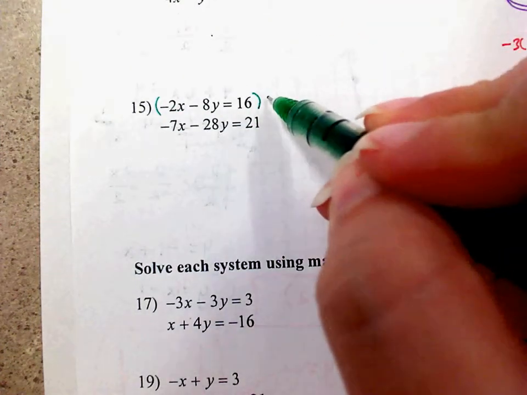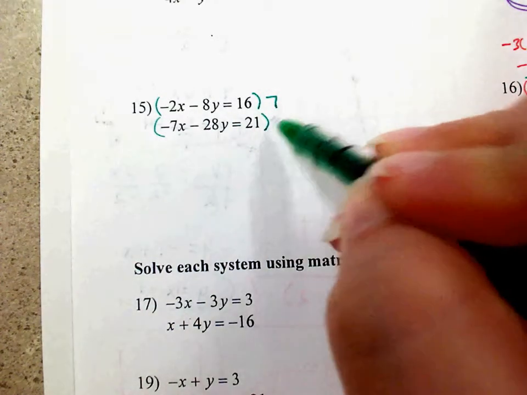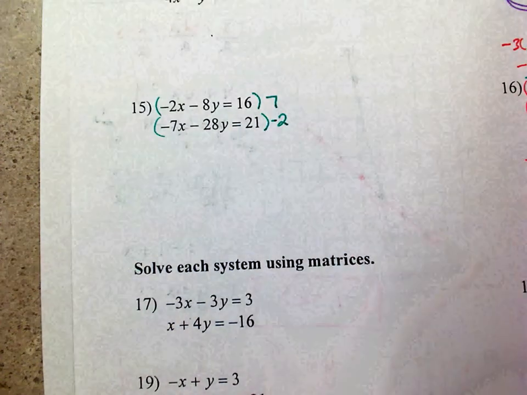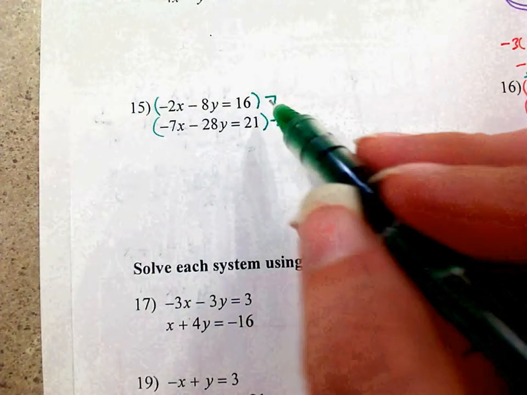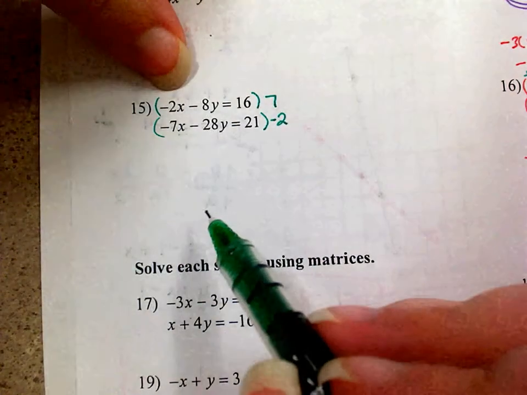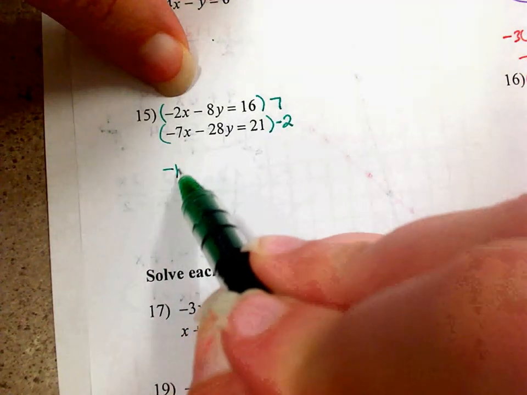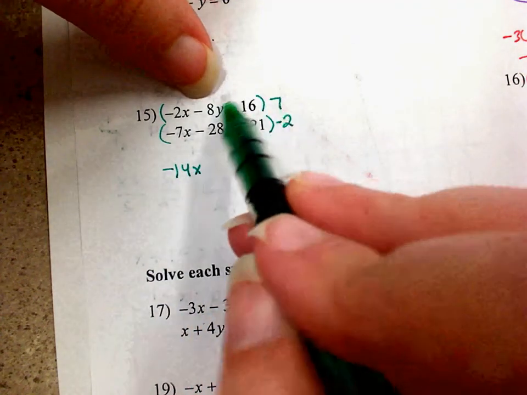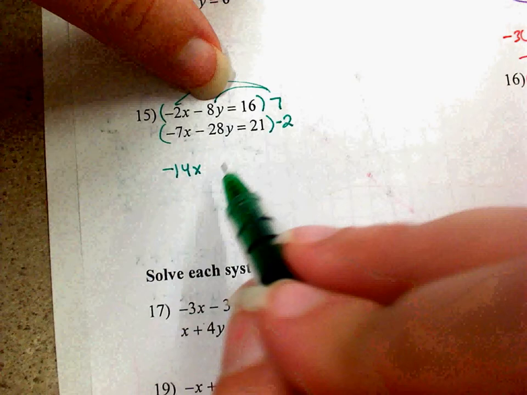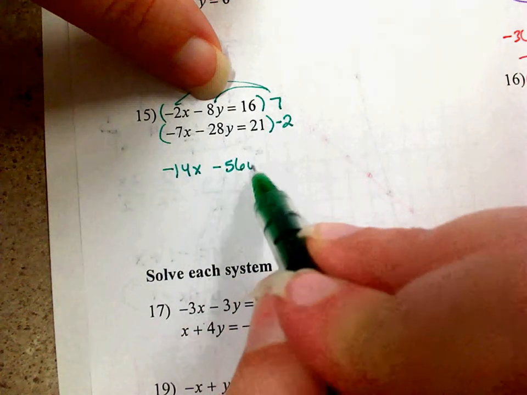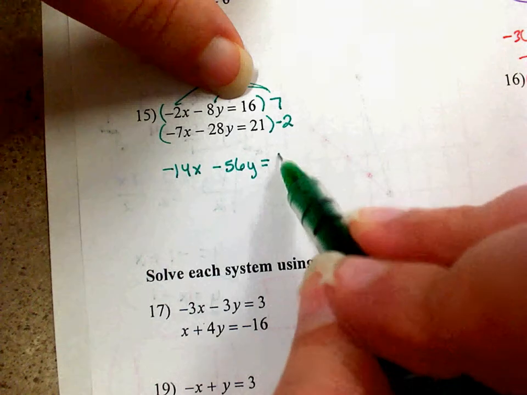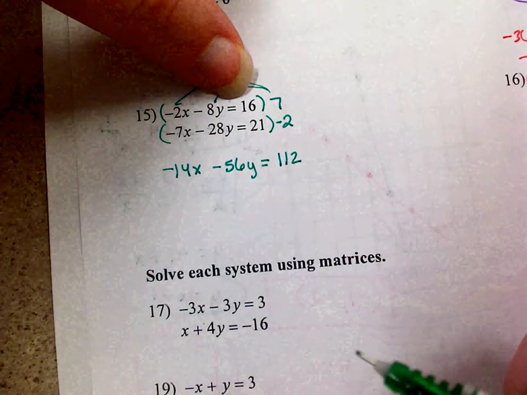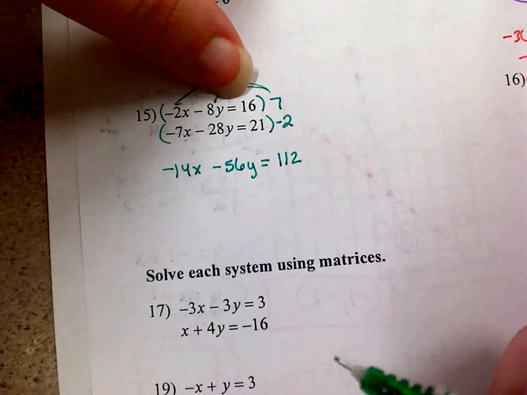Okay, good. I need one of them to change to a positive number, right? So let's distribute the 7. What's 7 times negative 2x? Negative 14x. What's 7 times negative 8? Negative 56y. And 7 times 6 is 112. 16, sorry. Okay. Now what am I going to distribute? The negative 2.